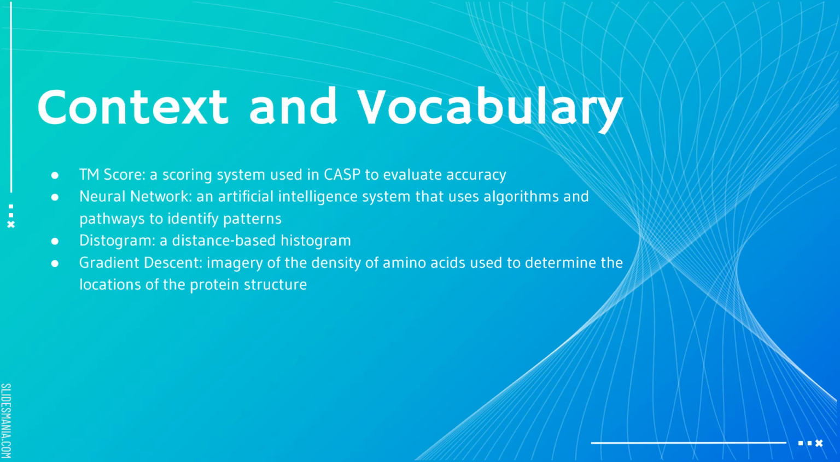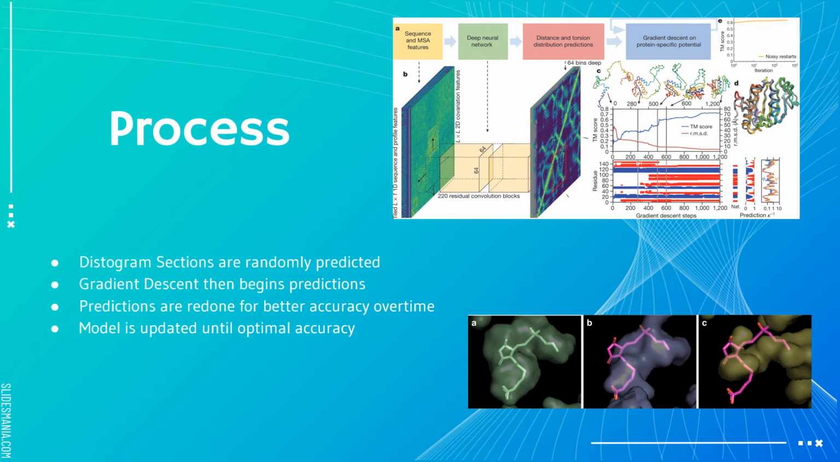A gradient descent is identification of variations in levels of amino acid densities used to better predict the shapes and folding of the amino acids. This is one of the primary techniques used in the paper. The paper described the in-depth process, but it will be simplified for clarification here.